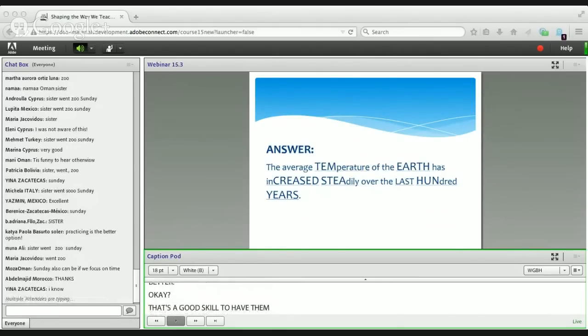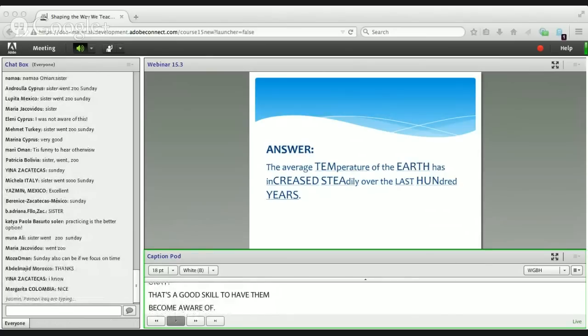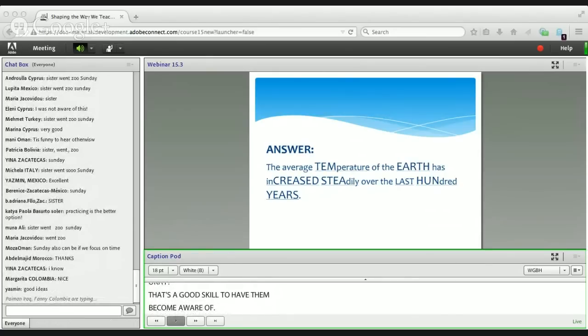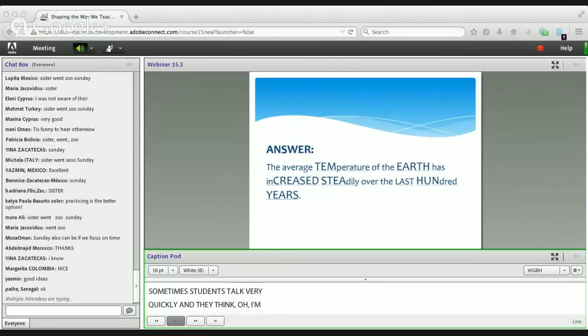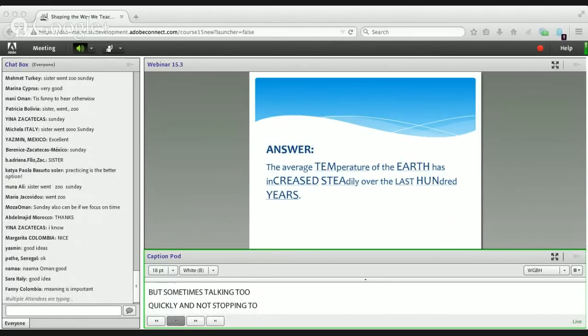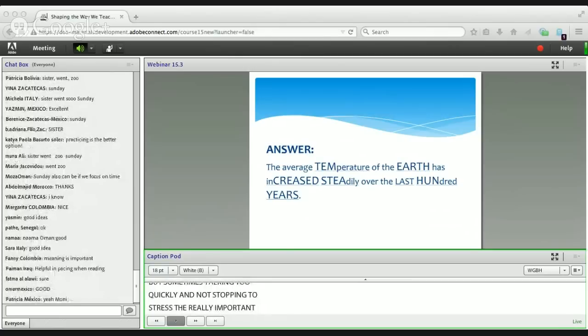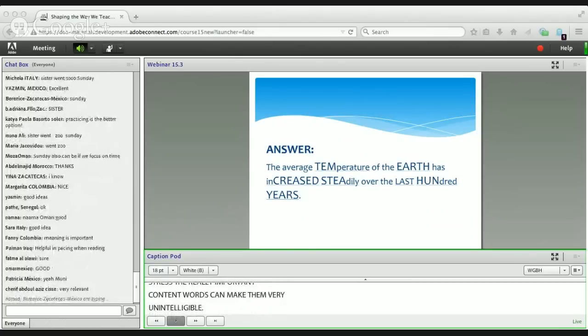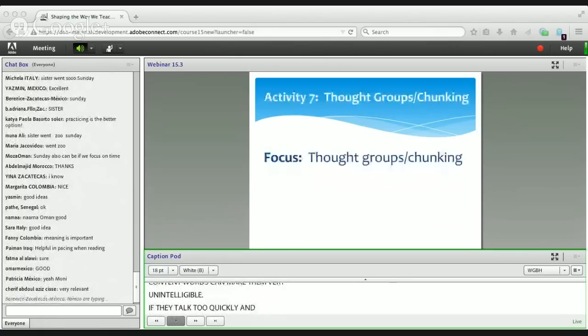Slow down and say the keywords stronger, longer, and more clearly, okay? Sometimes students talk very quickly and they think, oh, I'm very fluent because I talk quickly. But sometimes talking too quickly and not stopping to stress the really important content words can make them very unintelligible, okay? If they talk too quickly and they don't stress the content words strongly, they won't be understood.